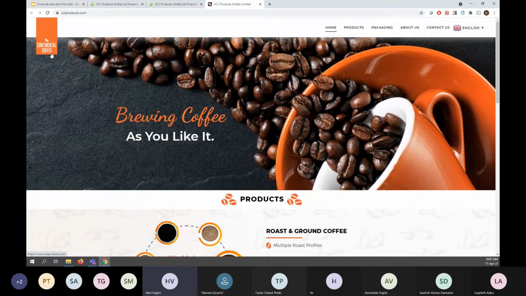And by the way, this coffee is really great. If you want to try, you can try it when you are in India. I don't think you can find it here in Denmark.